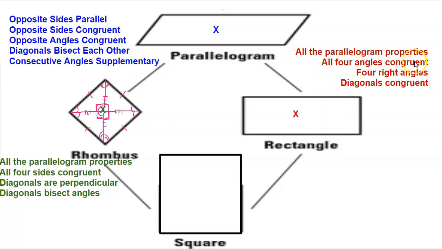Now, if all four angles are congruent, we know consecutive angles are supplementary. That's one of the properties of a parallelogram. So that means that they have to be 90 degrees. So all four angles turn out to be 90 degrees. We also find out that the diagonals have to be congruent. And again, we didn't just take that as a rule.